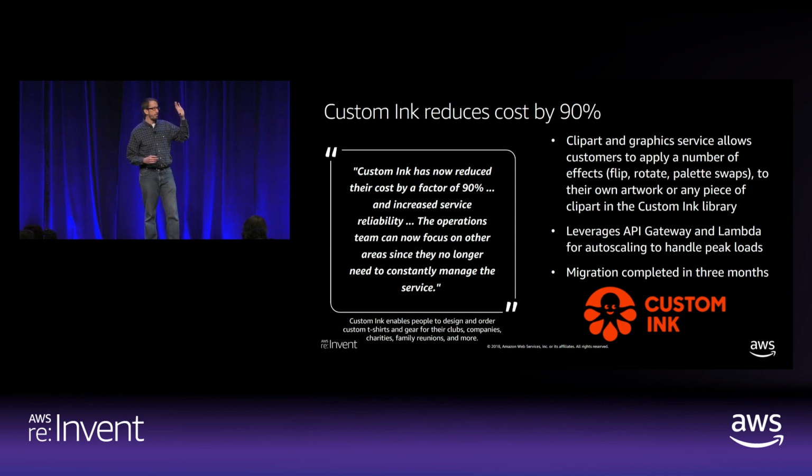But they actually went from a legacy environment based on EC2. They had problems with scaling. They had problems during high peak usage. And specifically, their most problematic area of their website was the clip art upload manipulation portion. So they moved that over to serverless with API Gateway and Lambda, and they've been able to realize up to 90% savings and a much more reliable environment.